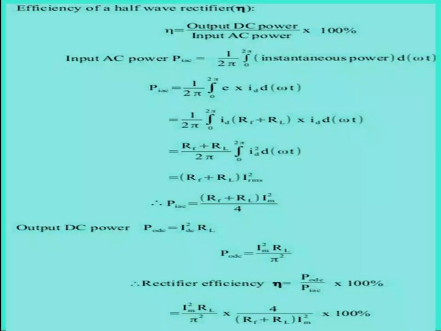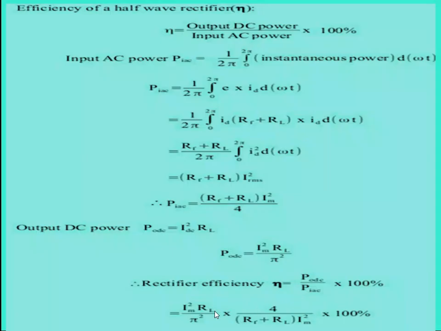If we do this, we can see that ID square, we can replace this ID, so 0 to 2 pi ID square d omega t. This is nothing but IRMS. So we can put IRMS here, then Im by 4. In this way we get the PIAC, and the output DC power is very easy because it is I squared DC. I squared DC is nothing but I average. So we can replace this with the I average value, and then we can get the rectifier efficiency.